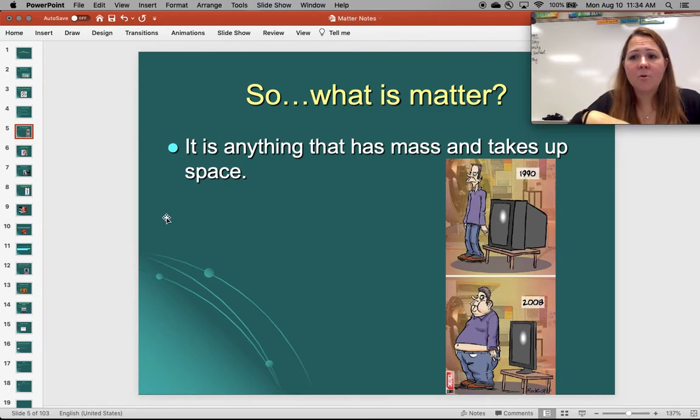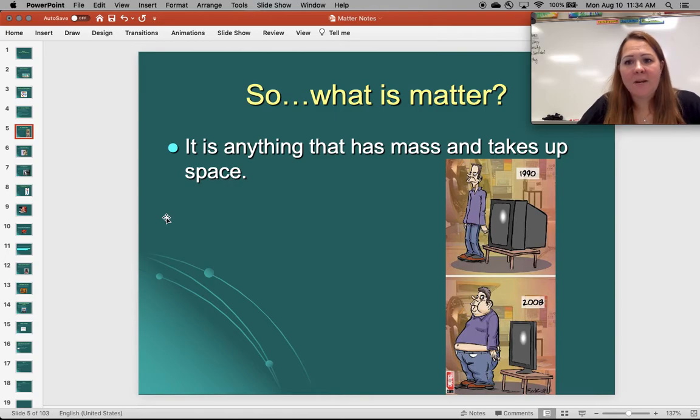Other states of matter, there's like 12 of them, we don't need to know for this class. Solids, liquids, and gases. Those are the states of matter. So if it is a solid, a liquid, or a gas, it will have mass, it will take up space.